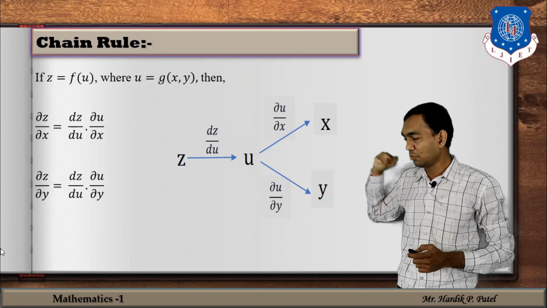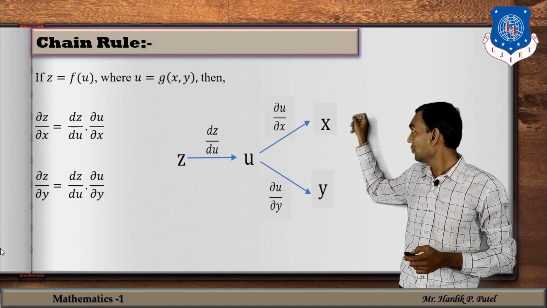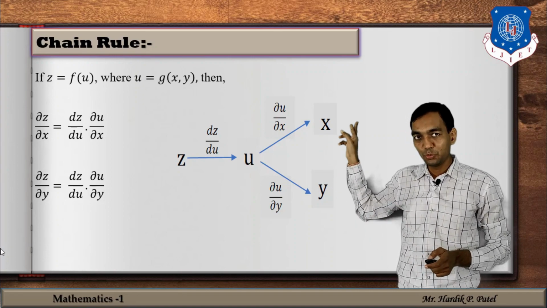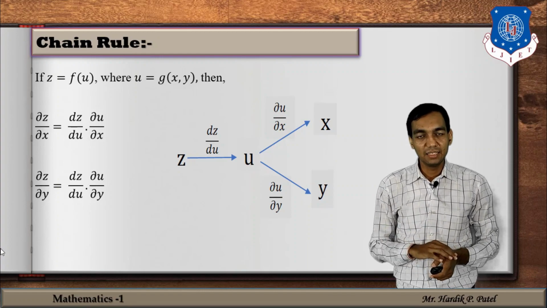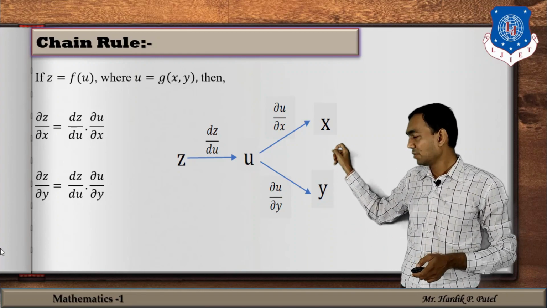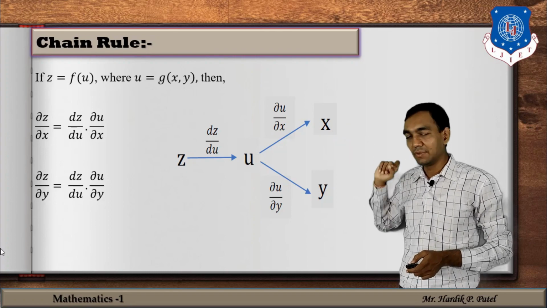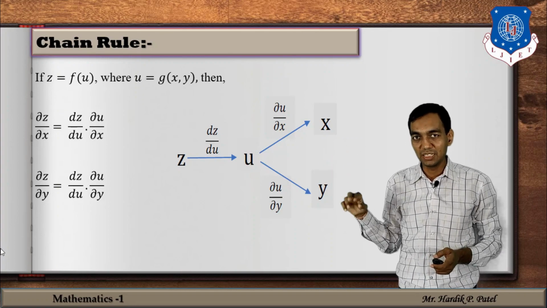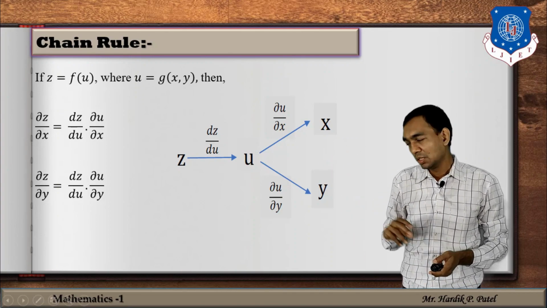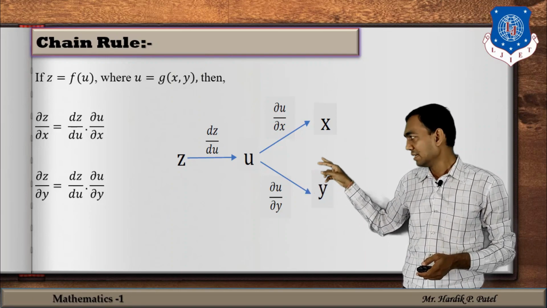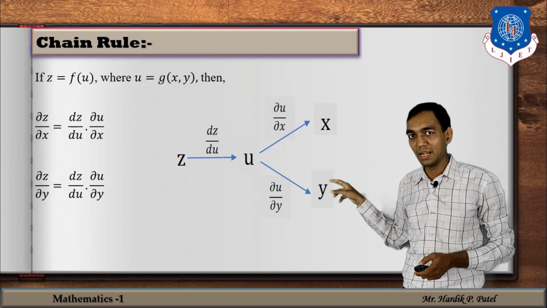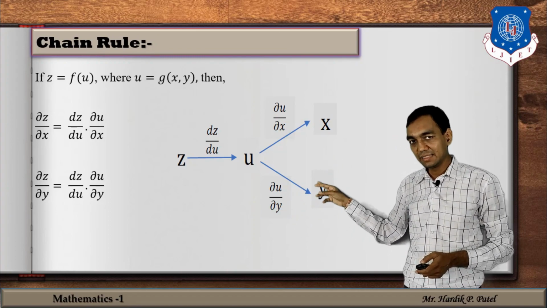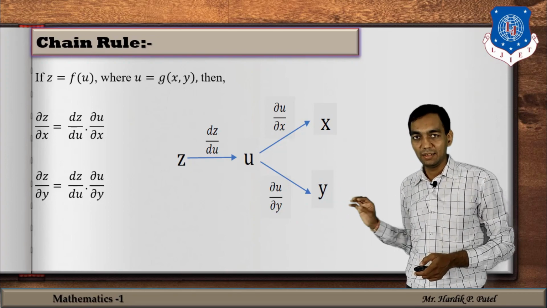Suppose z is a function of u and u is a function of x and y. Then in that case, if you put the value of u in z, that will give you z as a function of x and y, correct? That means if you are finding the derivative, then you can find the partial derivative because z is a multivariable function. So del z by del x is given as dz by du into del u by del x, and del z by del y is dz by du into del u by del y.